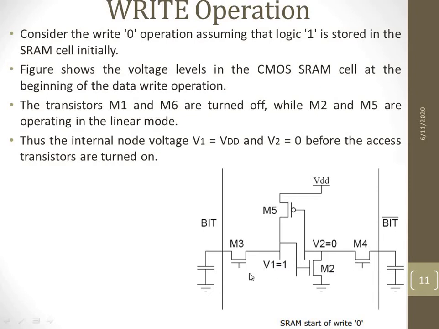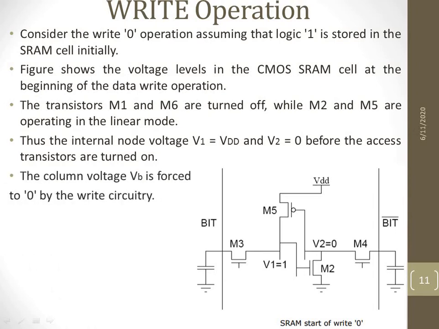How do we turn on the access transistor? By raising the word line. The word line is connected to the gate of M3 and to the gate of M4. So raising the word line, that means we are making the word line high. When we make the word line high, we are making M3 a closed switch as well as M4 a closed switch. So the column voltage VB is forced to 0 by the write circuitry.